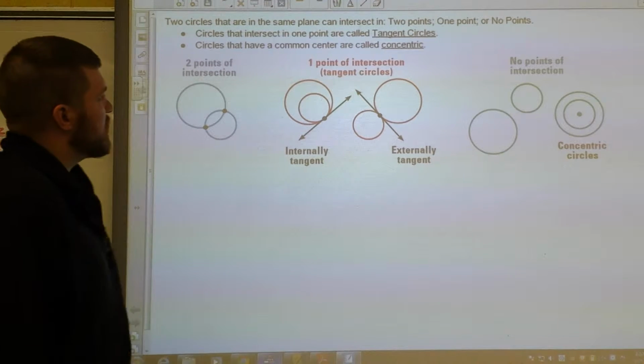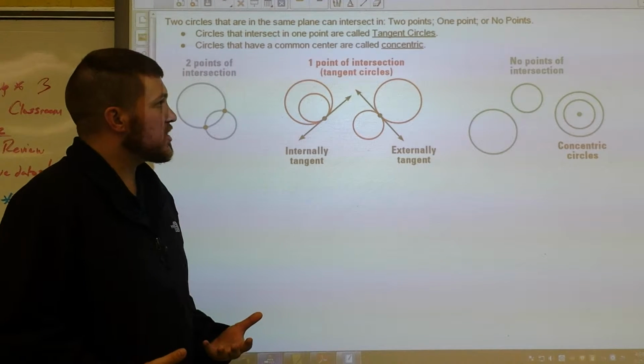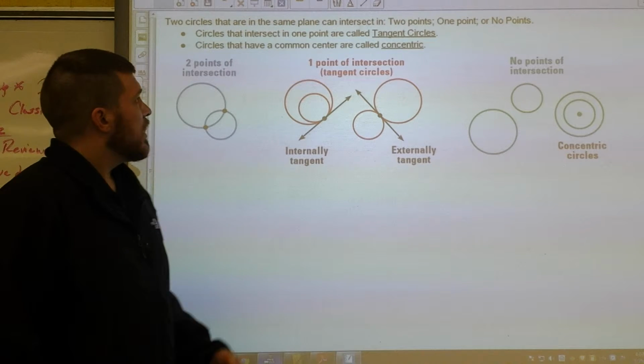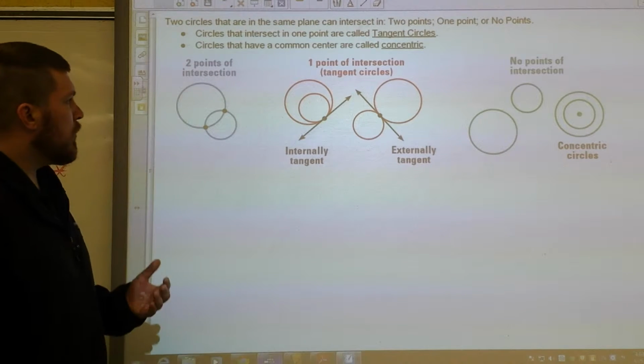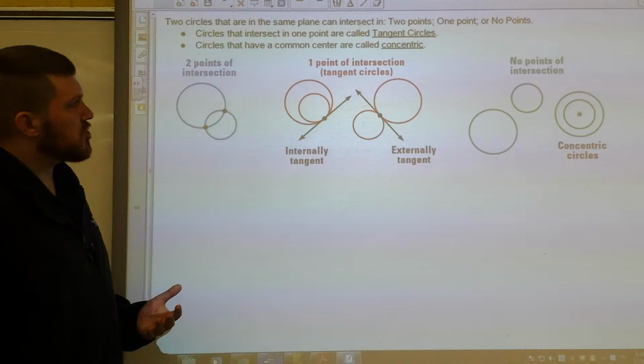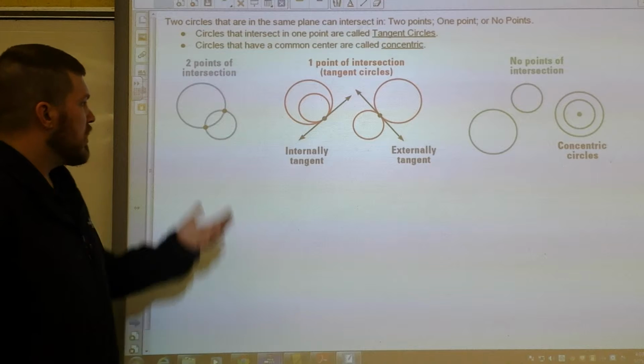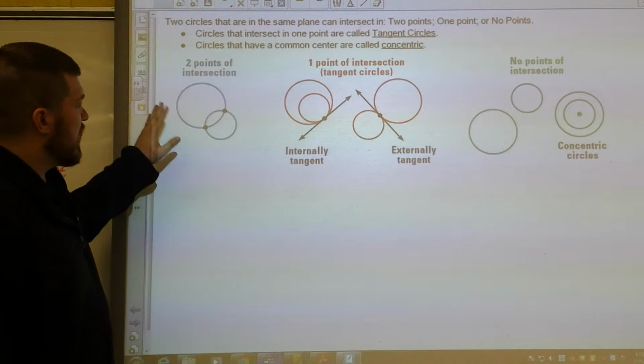Anyways, 2 circles in the same plane can intersect in 2 points, 1 point, or no points. Circles that intersect in 1 point are called tangent circles. Circles that have a common center are called concentric. So here's a couple of examples of that.